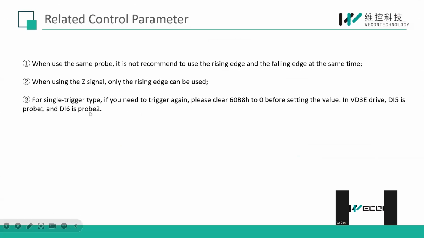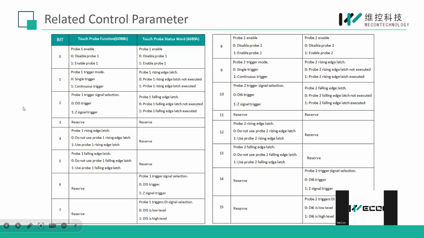And the last is for a single trigger. For the single trigger type, if we want to record the position again, you need to first set this object as 0 and then configure it again. This is for the single trigger.